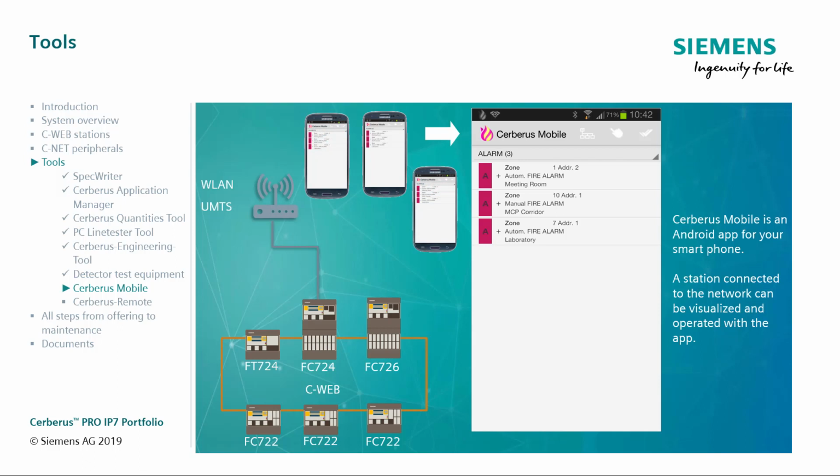You can operate the panel at all times, even if Cerberus Mobile is connected. If the smartphone is connected to the station via an untrustworthy network, you will need a firewall as zone boundary protection to protect the C-Web from unauthorized access. For further information, please read the FS 720 Network Security Guidelines.